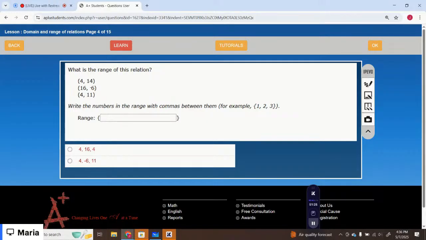What is the range of this relation? The range is the y value. So 14, -6, and 11. Option number two is the correct option. The first one is 14, not 4.